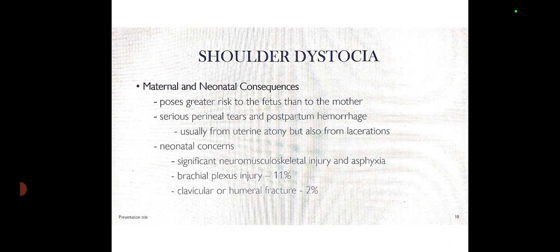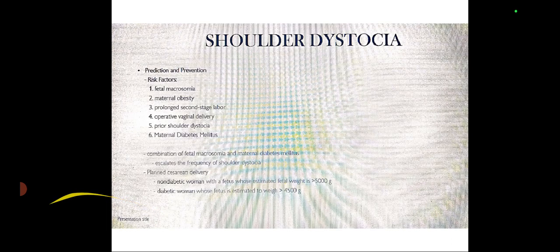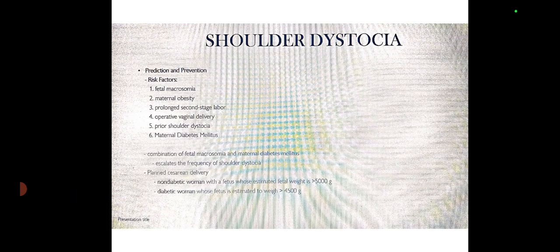Shoulder dystocia, maternal and neonatal consequences. It poses greater risk to the fetus than to the mother. Serious perineal tears and postpartum hemorrhages, usually from the uterine atony, but also from the laceration. The neonatal concerns are here. Significant neuromusculoskeletal injury and asphyxia, brachial plexus injury, which is nearly 11%, and the clavicular or humeral fracture, which is 2%.